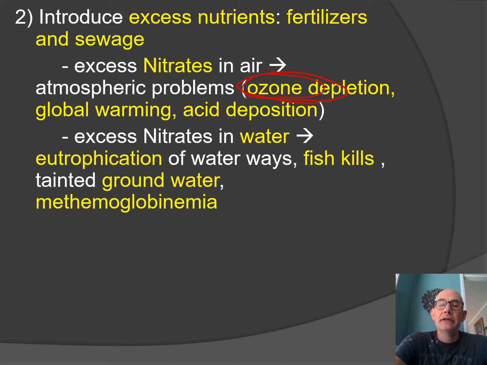Nitrates and sulfur, when they get into the air, will react with water to form different types of acid, mainly nitric acid and sulfuric acid, and that forms things like acid rain, acid snow, and acid fog. All of those are known as acid deposition.